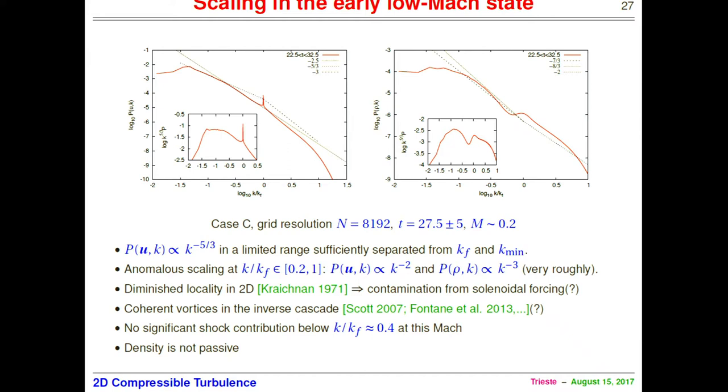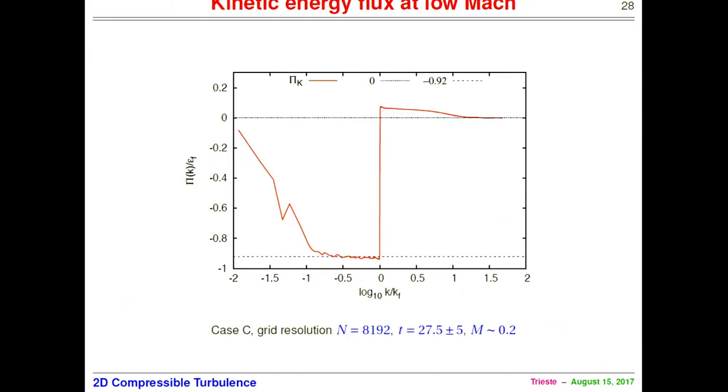But if you look at the flux of kinetic energy averaged over the same time interval, you see that this part is flat. That's where you see k to the minus 2. And this part is not really settled. And so that means there is no Kolmogorov cascade or Kraichnan cascade in this case. It's not the cascade that is responsible for the scaling of 5/3.